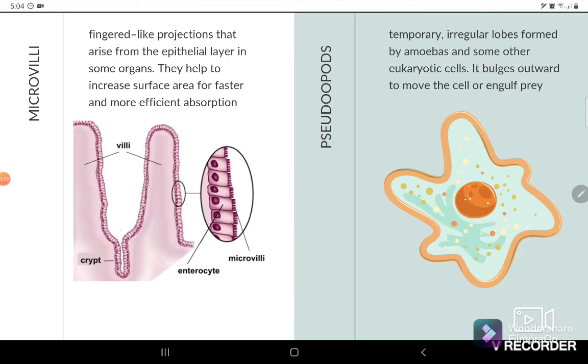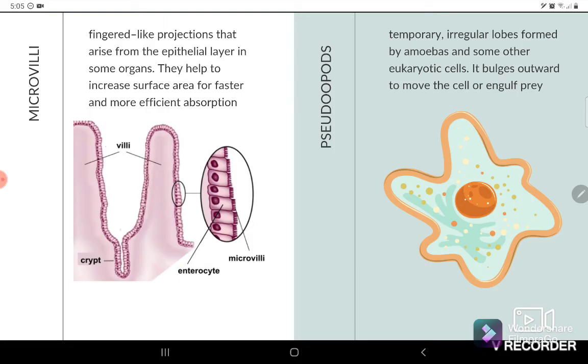Next modification, we have here the pseudopods. As the definition says, temporary irregular lobes formed by amoebas and some other eukaryotic cells. It bulges outward to move the cell or engulf prey. These pseudopods are false feet for the amoeba to move.